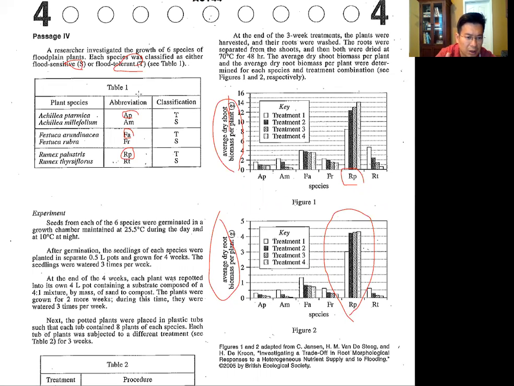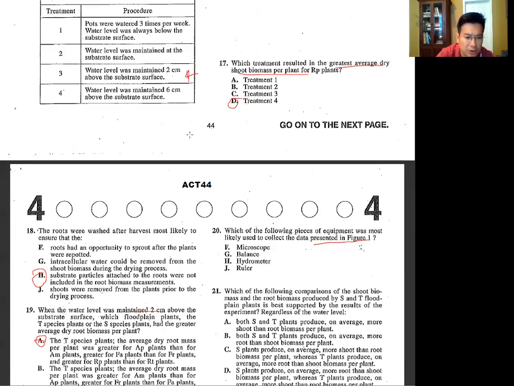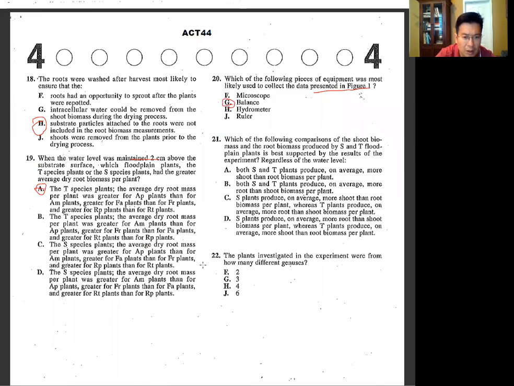I try to make like T and S, all the classification. Microscope, balance, hydrometer, ruler, balance. Yes. And then which of the following comparisons of shoot biomass and the root biomass, the result with regard to water level.